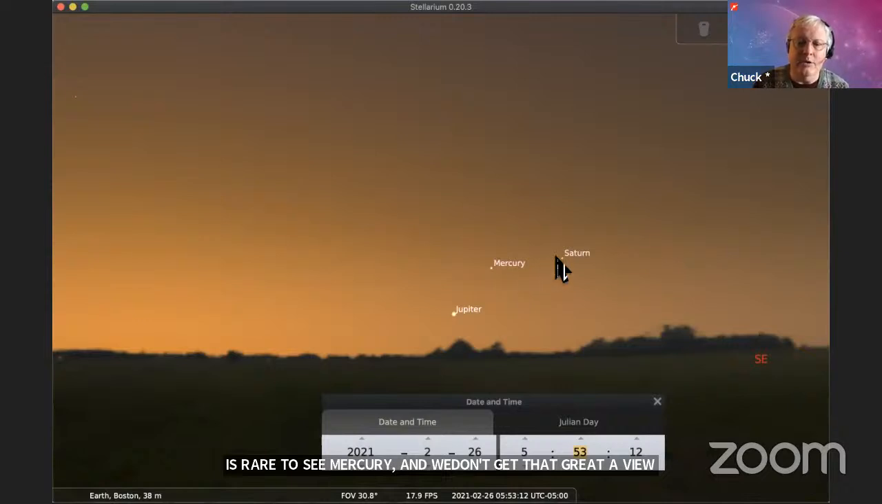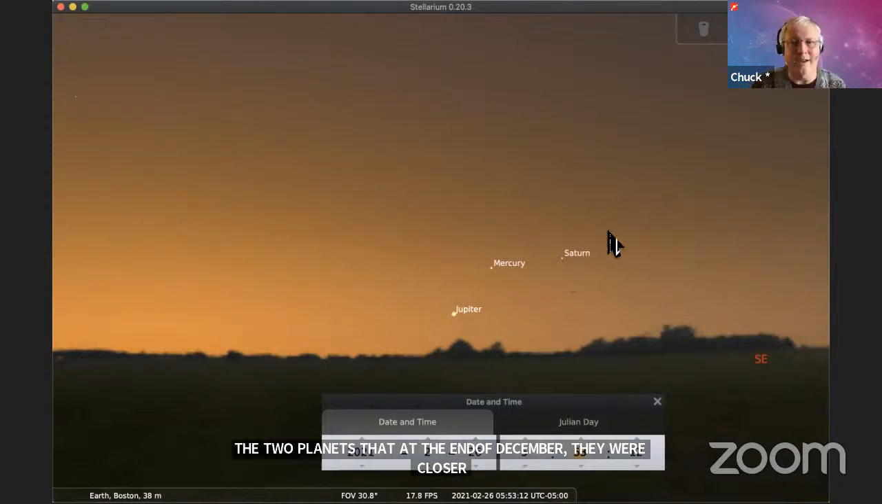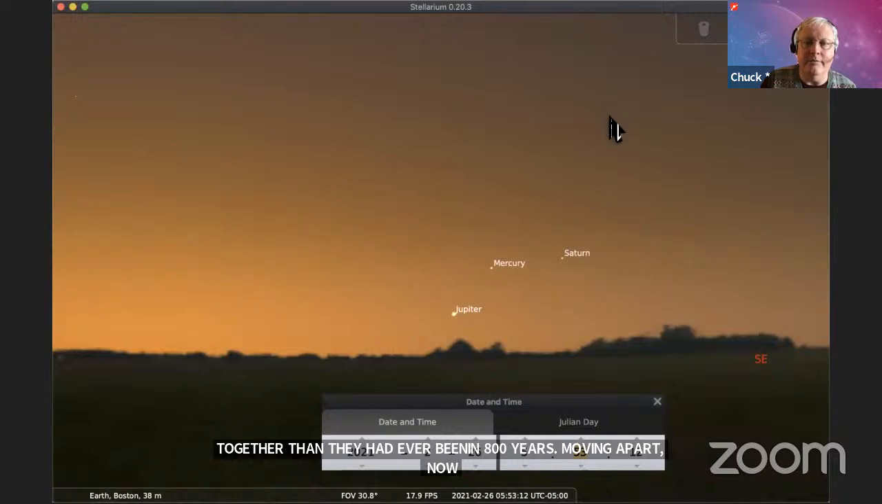And notice Jupiter and Saturn, though. Those are the 2 planets which, at the end of December, were closer together than they had ever been in 800 years. Well, that's the way they appeared in the sky. They've been moving apart. Now they've emerged on the other side of the sun. So that is our view of the sky.